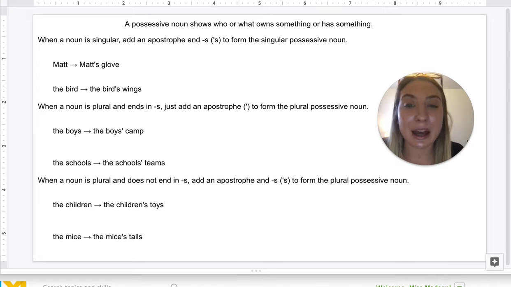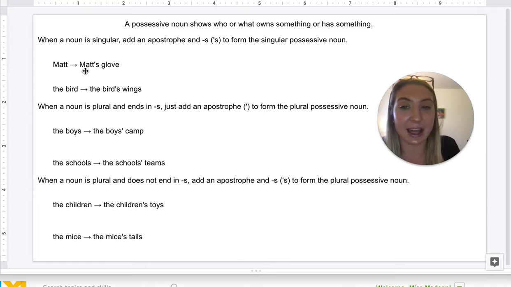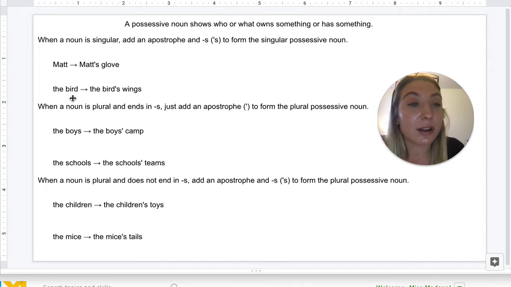When a noun is singular and we're trying to make it possessive, and remember, possessive nouns show ownership, who or what owns something or has something, we add an apostrophe S. So Matt is one, so we're just adding apostrophe S at the end. And bird, that's one bird, it's singular, so I'm just adding an apostrophe S.